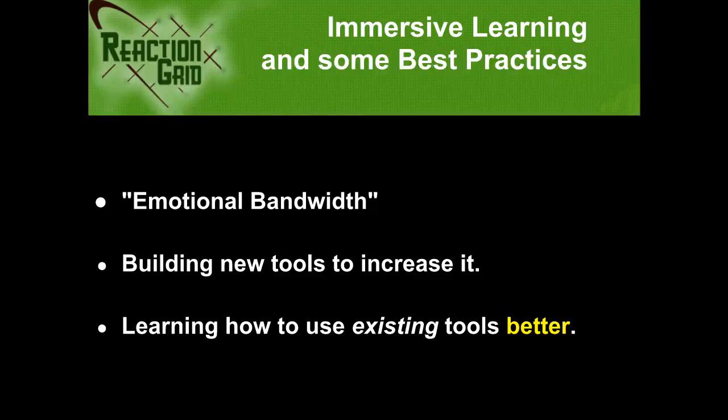So what we like to do at Reaction Grid is also think about how we can create new tools to increase emotional bandwidth. And if you look at virtual worlds as a broad technology, that's what they're all about. They're about increasing the emotional bandwidth between people, allowing people to interact with each other in a way where there's more information flowing back and forth than ever before. And some of the best practices around creating immersive learning environments obviously also have to do with using existing tools better, and how to integrate existing tools into these new technologies. So I like to think a lot about emotional bandwidth.